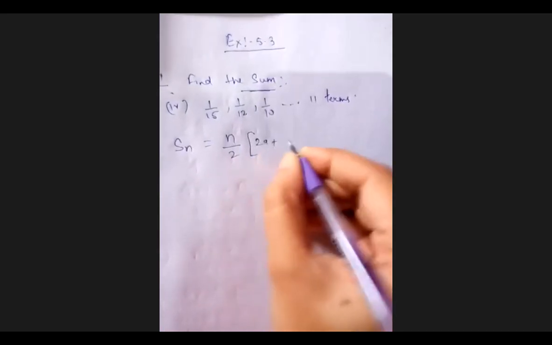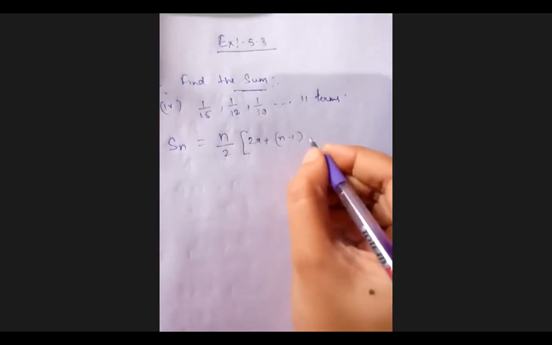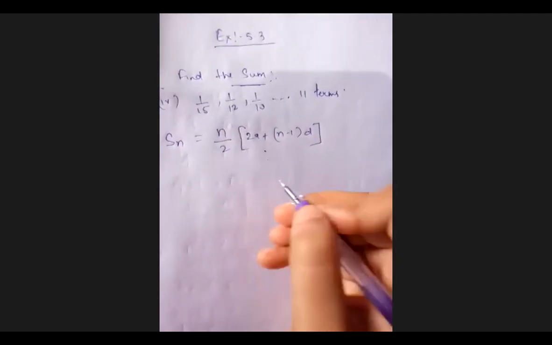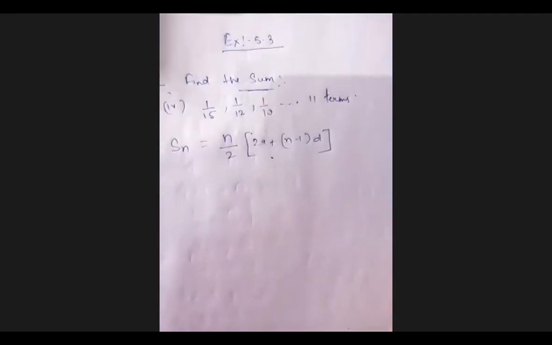Sum is very simple. You know the formula I told you yesterday: n upon 2 into 2a plus n minus 1 into d. You can apply this one formula. If your last term is given to you, then you can apply another one also.